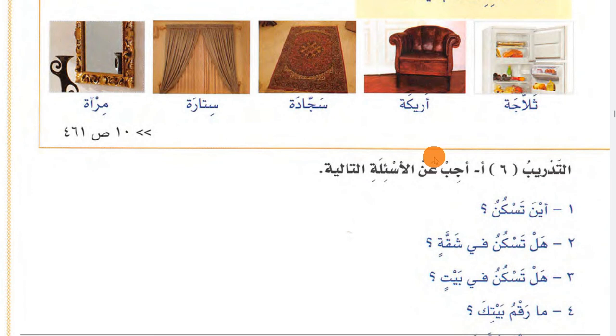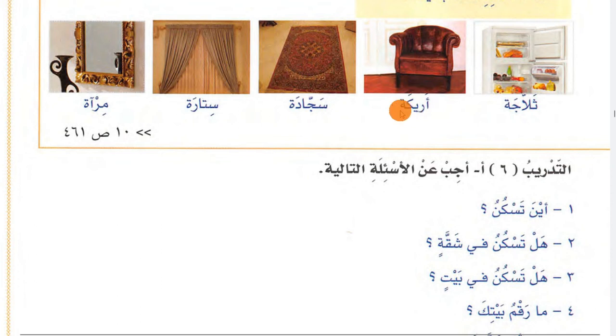So again, the first sentence in English is, "I want to see something." So here you say, "Uridu," you just say, "I want a sofa." "Uridu arikatan min fazlik." Second person will say, "Ladaina arikatun jamila." We have a beautiful sofa.